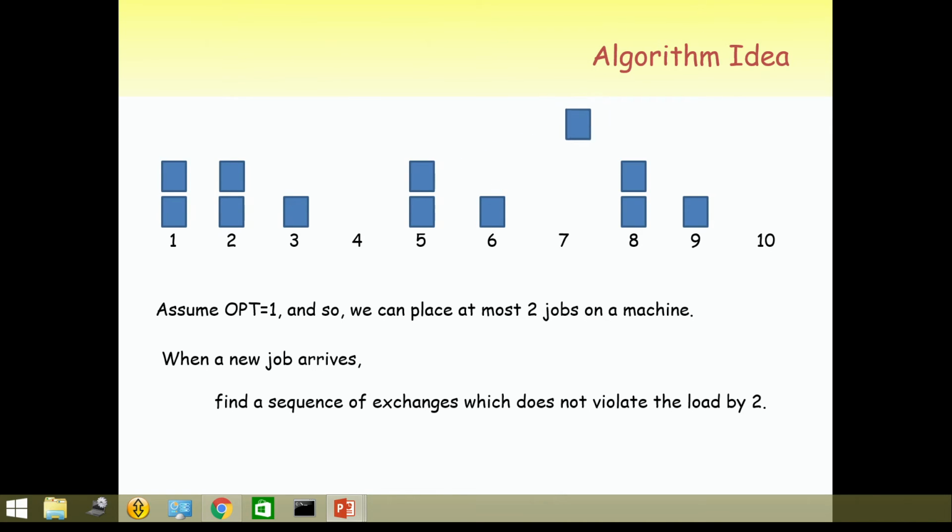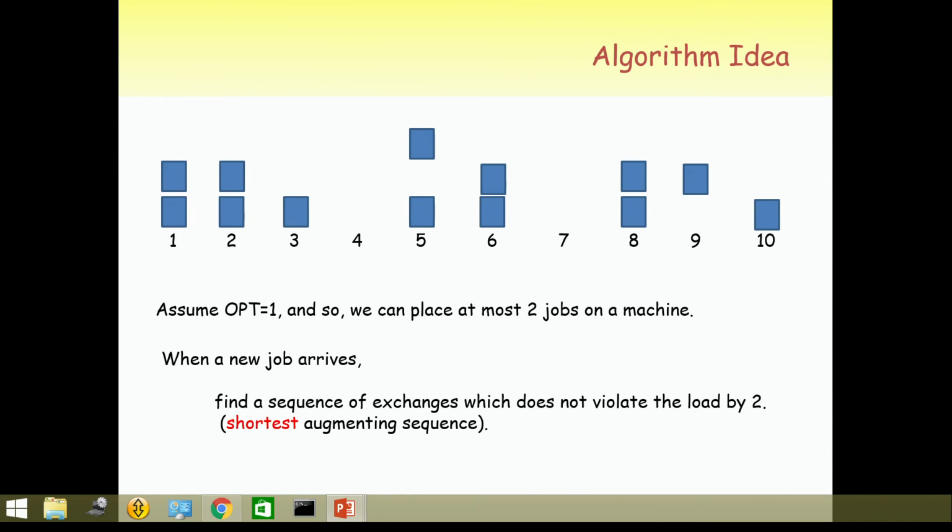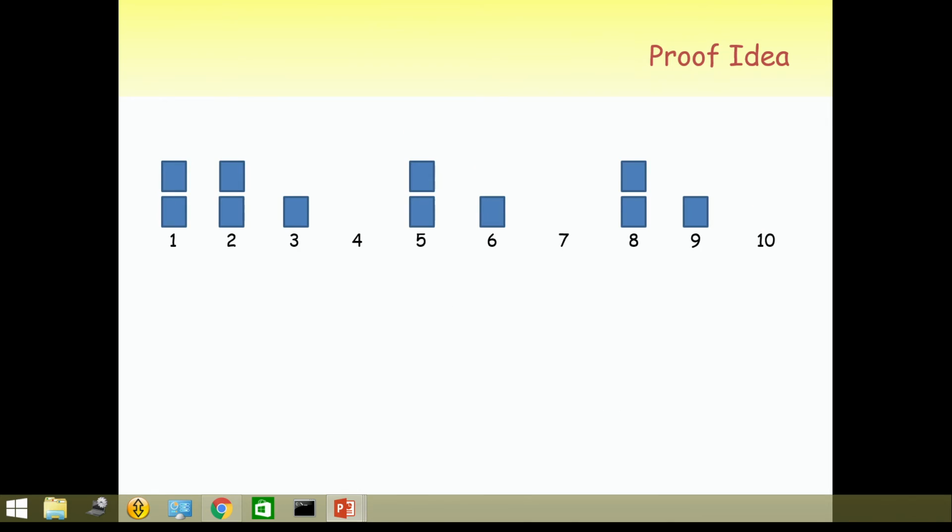So let's say this job arrives, you put it here because the load doesn't go beyond 2. But let's say a job of that type arrives, then you put it here, and then you may have to move it further. So I call it a shortest augmenting sequence. And the idea of the proof is the following: let's say that I build a graph on the machines, and I have an edge between 2 machines if there is a job on machine 5 which can go on machine 2. So that's just the residual graph here.